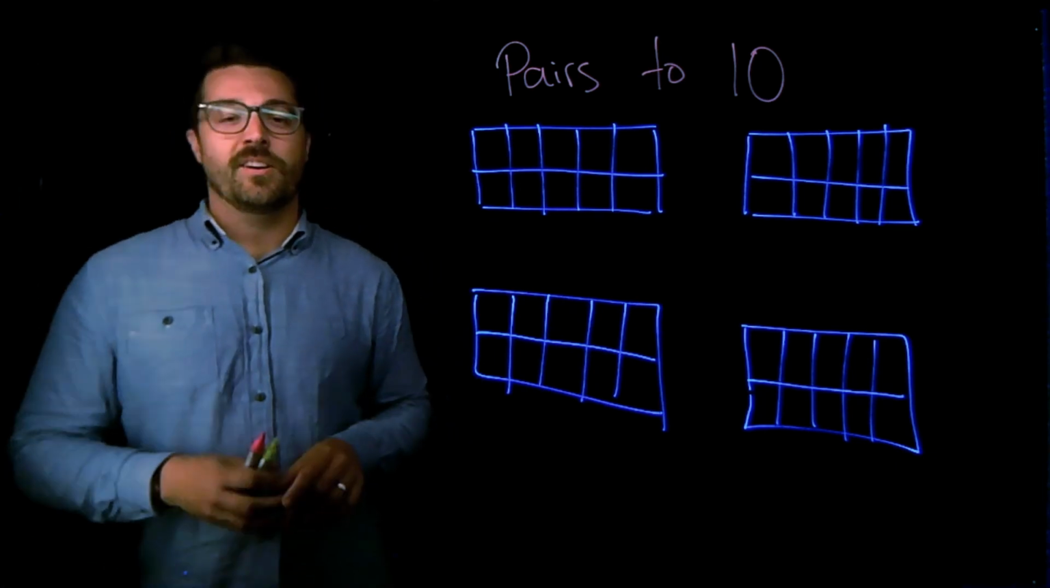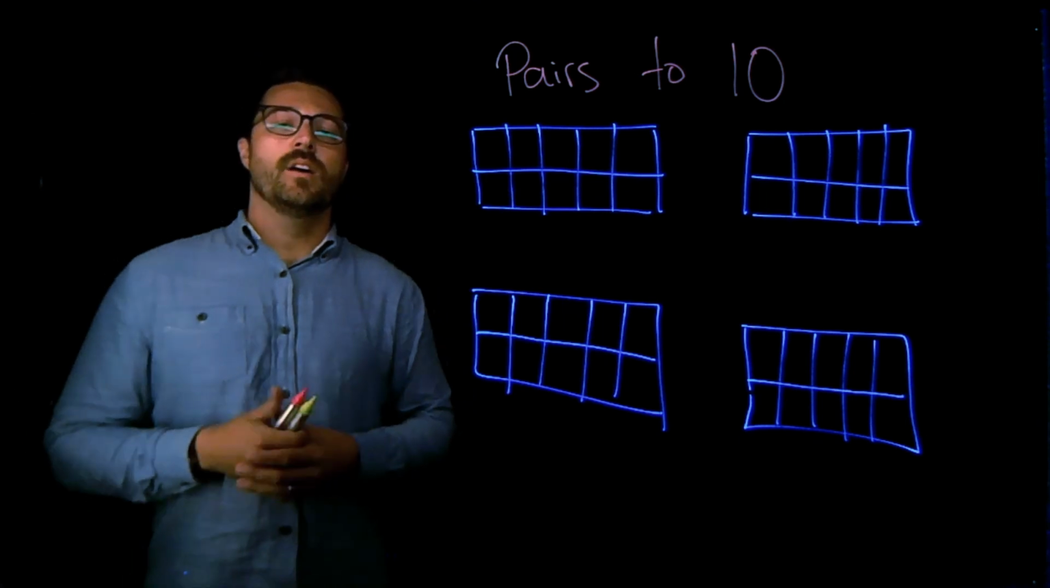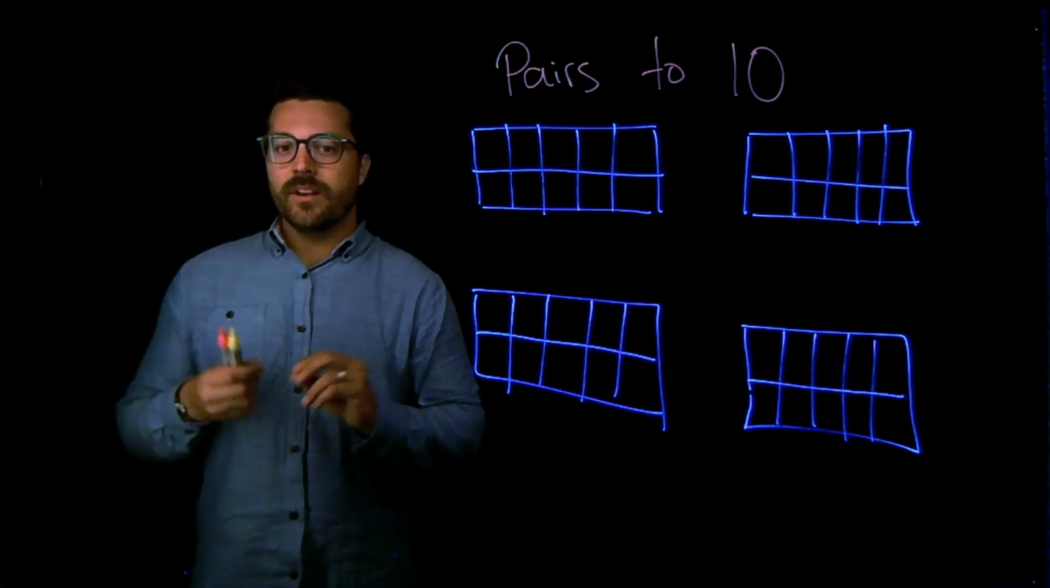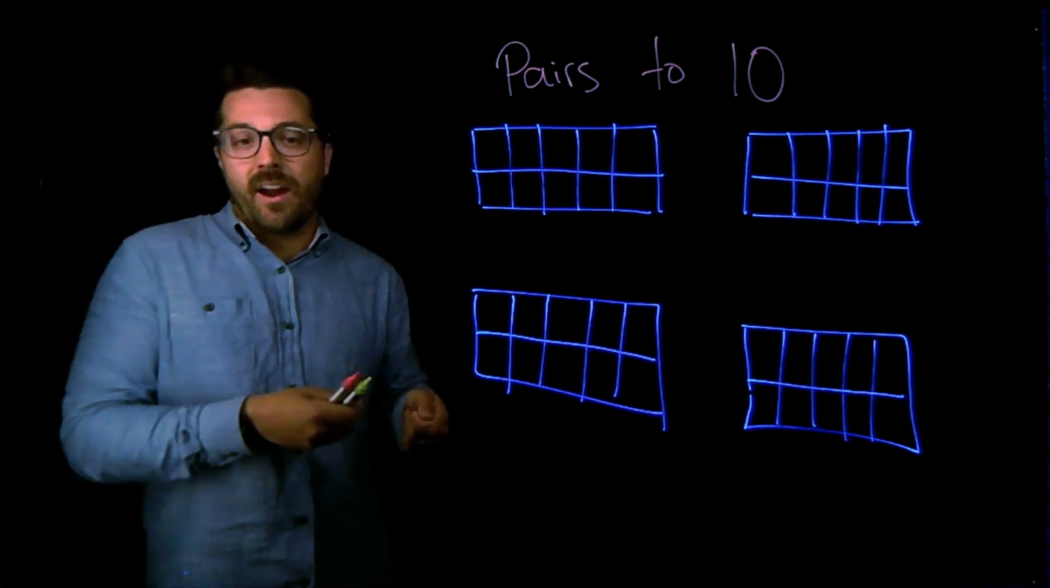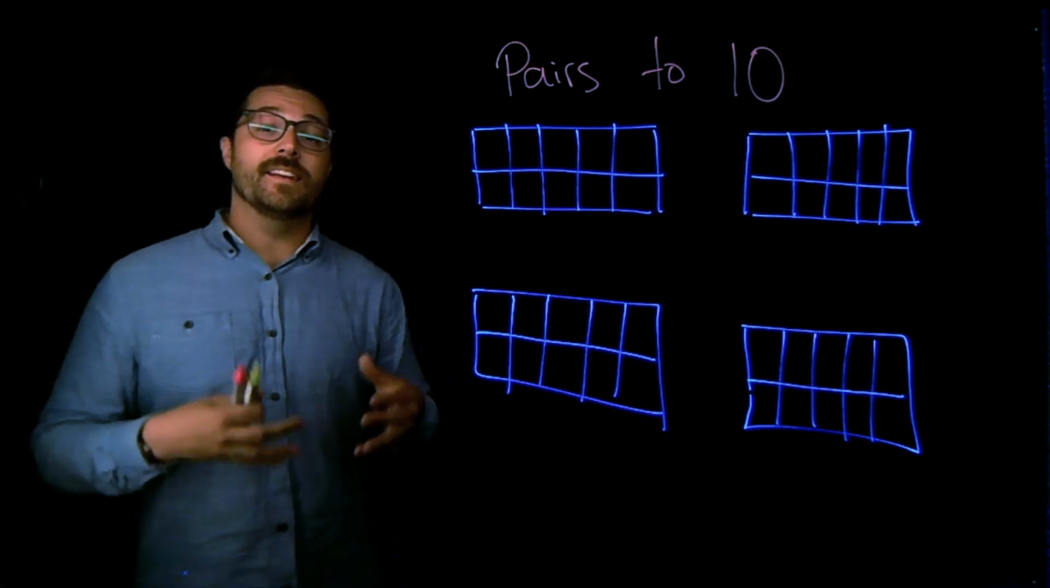The students in kindergarten are continuing to explore with addition and subtraction within 10. One of the benchmarks that come up is this idea that every number from 1 to 9 has a pair that matches with that number, a number that we can add to that number to get to 10.